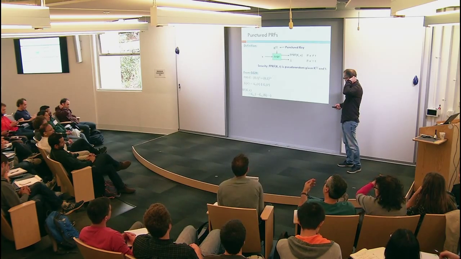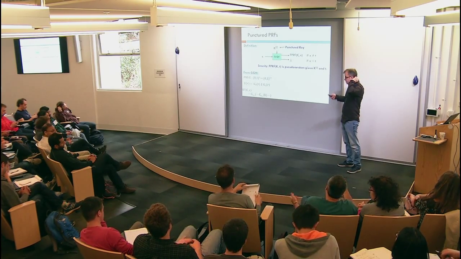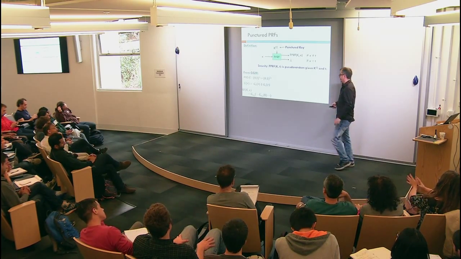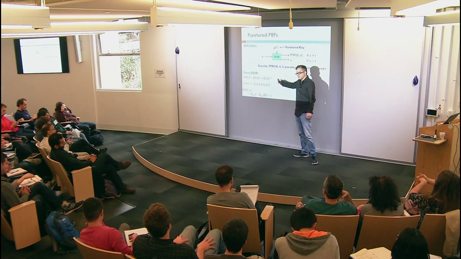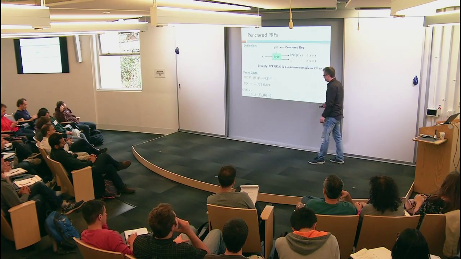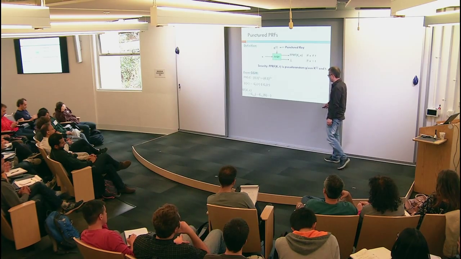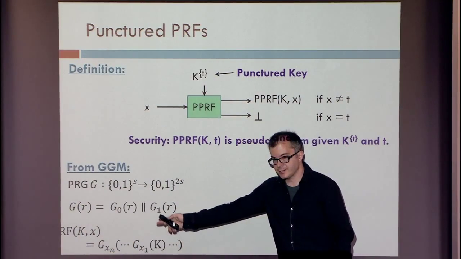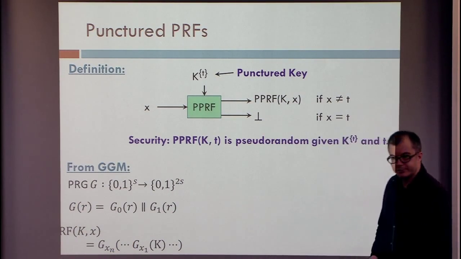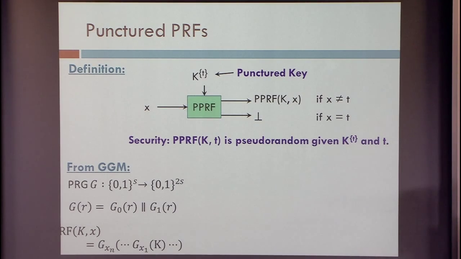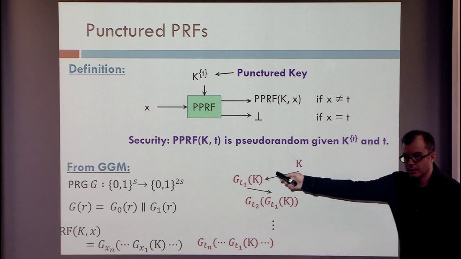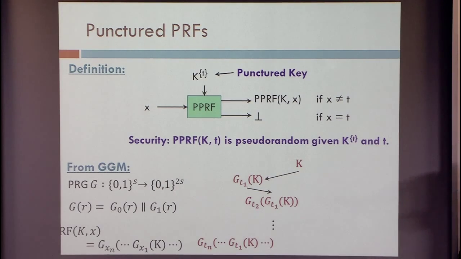All right, so you all know and love GGM. You have a length doubling PRG, which, given some seed, outputs G0 of r and G1 of r. And then basically the PRF on some string x is that you just go left or right down this binary tree defined by this PRG, depending on the bit of x, right?